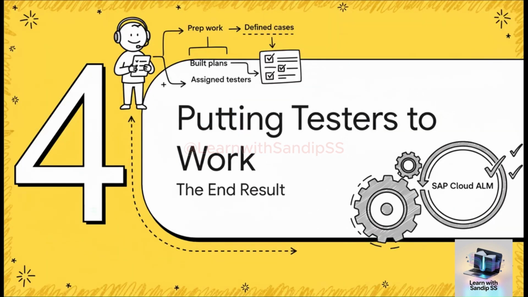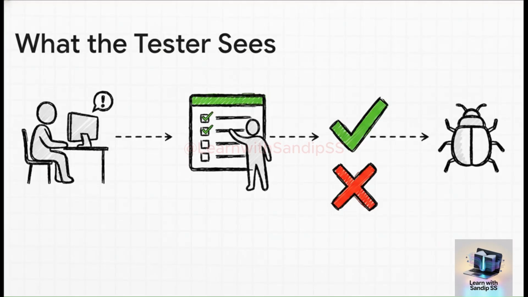So, let's recap. You've done all the prep work. The cases are defined, the plans are built, the testers are assigned. But what happens on the other side? Let's take a look at this from the perspective of the person who actually has to do the testing. The second you hit save on that test plan, a whole chain of events kicks off. Your tester will see a new task pop up right in their overview app. It's a clear signal that they have work to do. From there, they'll navigate to the test execution app, where they can run through the steps and mark each one as pass or fail. And most importantly, if something goes wrong, this is where they can create a defect, which closes the loop on the whole process.